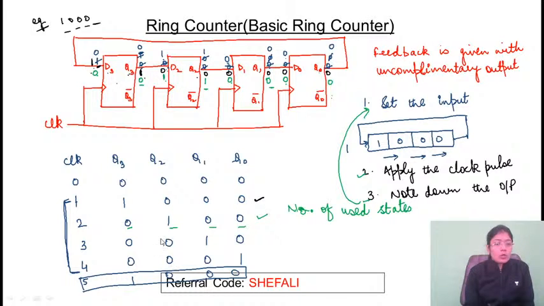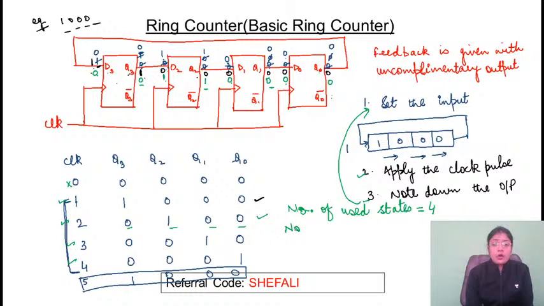So how many clocks have we applied here? Here no clock has been applied. This is the default case. So how many clocks have we applied? It's 1, 2, 3 and 4. So how many states are used? That is 4 states are used. So number of used states are 4. With 4 flip-flops, total number of states possible are 16. That is 2 raised to power 4.